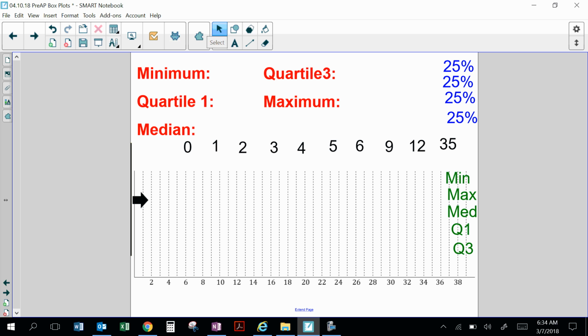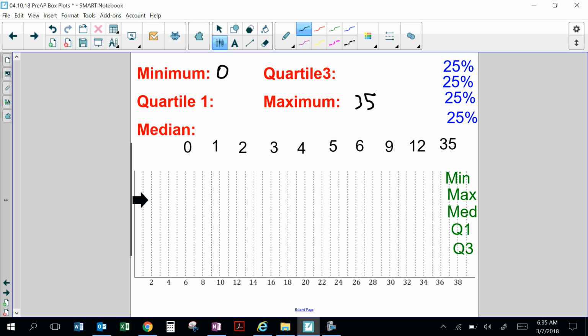But before we do that, we have some numbers right here. So let's look at our numbers. What is the minimum? The minimum is 0. What is the maximum? It is 35. What is quartile 1, quartile 3, median?